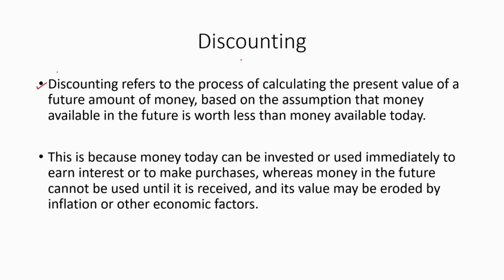Discounting refers to the process of calculating the present value of a future amount of money based on the assumption that money available in the future is worth less than money available today. This is because money today can be invested or used immediately to earn interest or to make purchases, whereas money in the future cannot be used until it is received, and its value may be eroded by inflation or other economic factors. Simply, this means if you have money now, it will be worth more than having money in the future because you can invest that money or you can make purchases from that money.